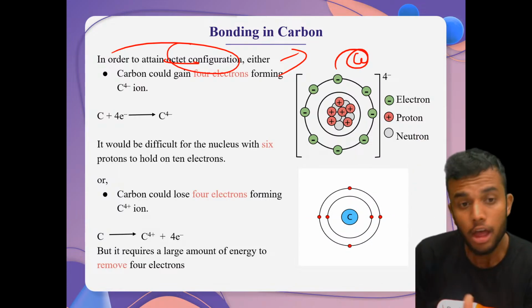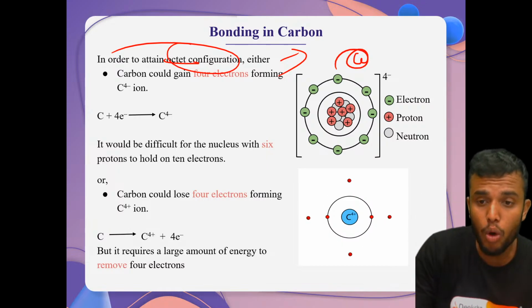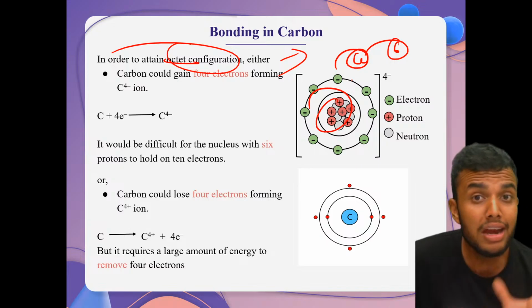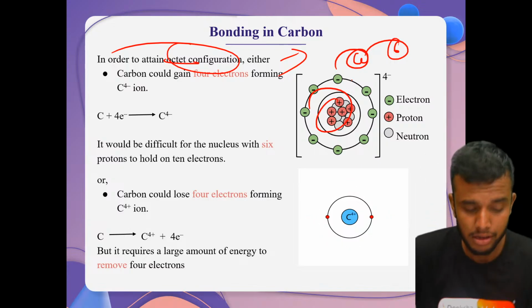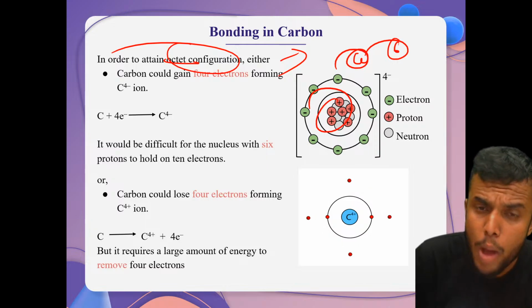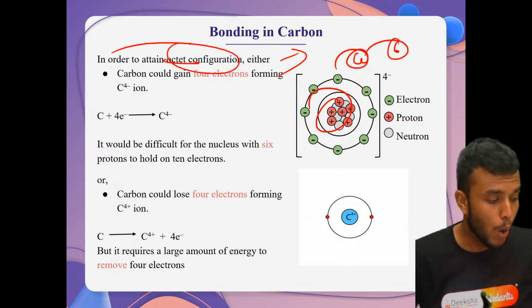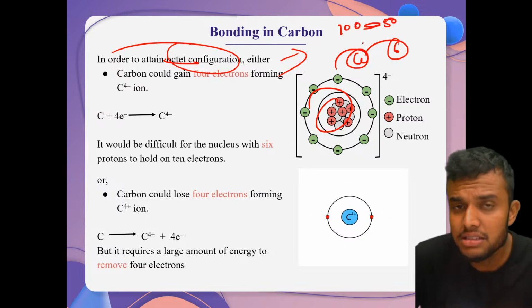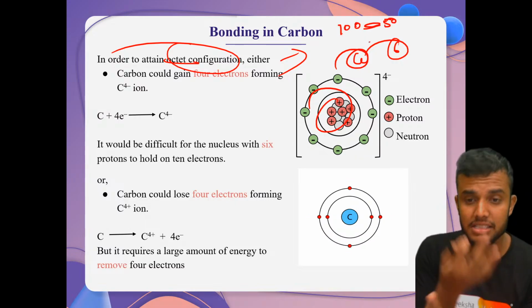If it gains them, what happens? Here there are only 6 protons in total. It is too difficult. For example, take a weighing machine. On one side put 100 grams and on the other side 50 grams. Is it balanced? No, sir. How can it be balanced?